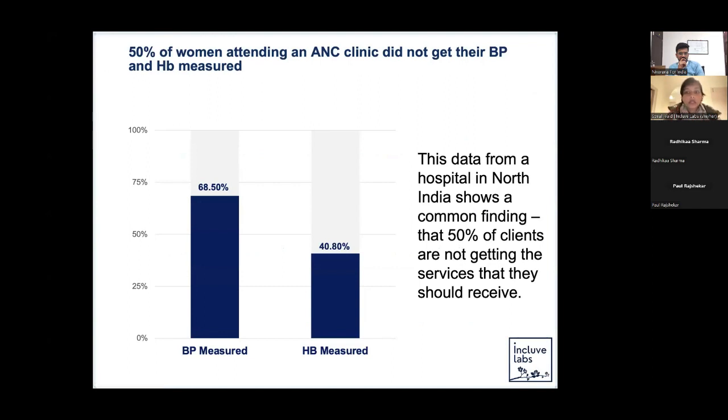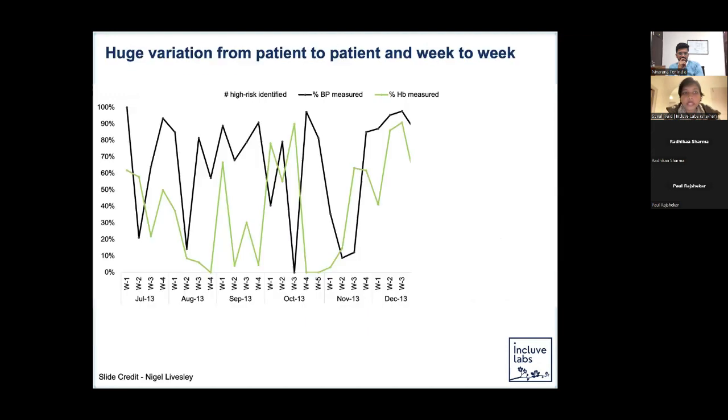So this is a hospital, and this is antenatal care. We are supposed to measure patients' BP and hemoglobin. It's supposed to happen in every antenatal care clinic. So they did a baseline: more than half of patients had hemoglobin not measured, and about 30% had BP not measured. So about 50% of the clients are not getting the care they should receive. And this is nothing complicated; it is relatively simple if you look at all of healthcare.